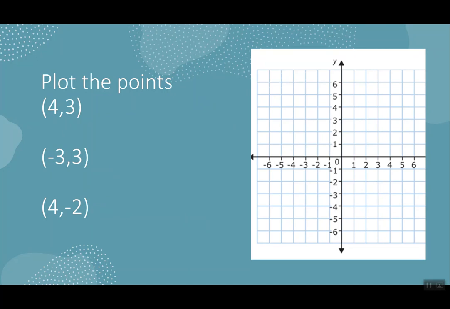Let's look at this one. I have 4, 3, so I'm going over 4 and up 3. And then I have -3, 3, so go to the x of -3 and then to the y of 3. And then I have 4, -2. Okay. So we plotted these points. Let's ask one more question.